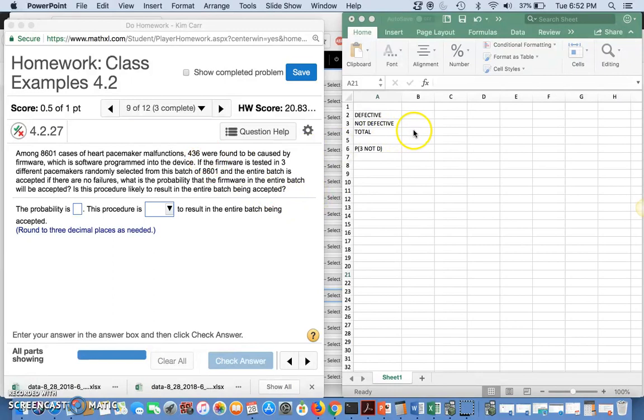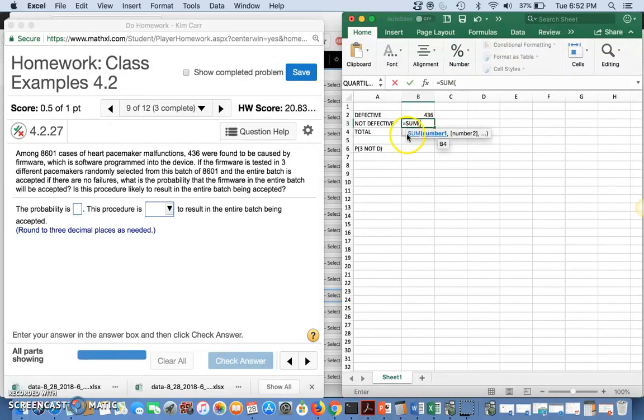Okay, well, your total number they gave you was 8,601. They say 436 were defective. So those that are not defective would be the difference in those two. Take the total and subtract the defective to get the non-defective. And those should all add up to be the same.